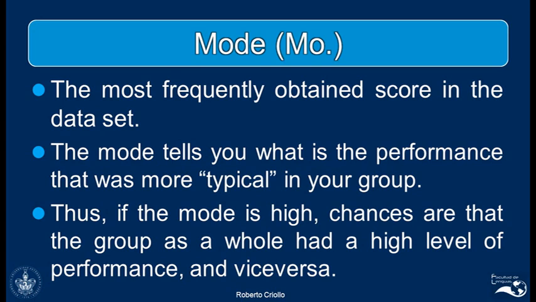That means if your mode is 10, it means that a lot of people got 10. If your mode is 5, it means that a lot of people failed the test, and this could be bad news.